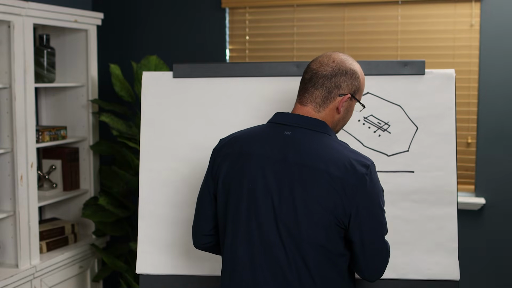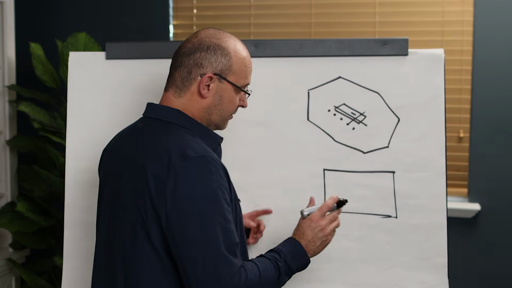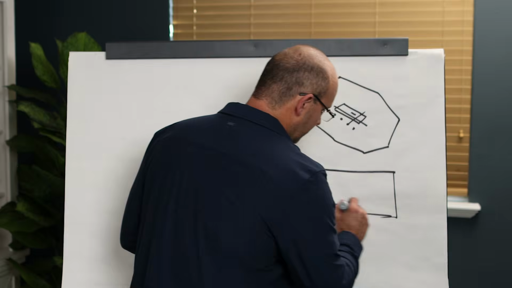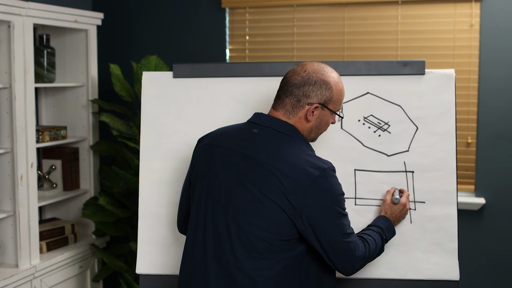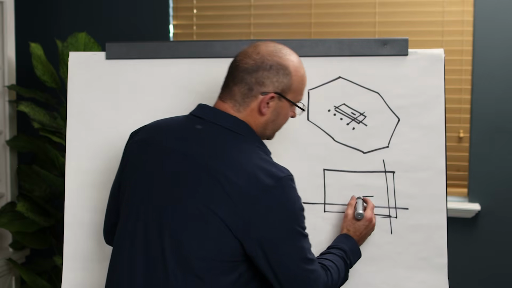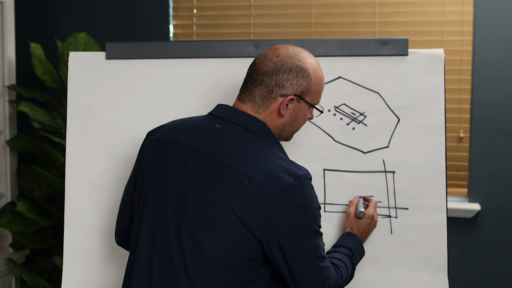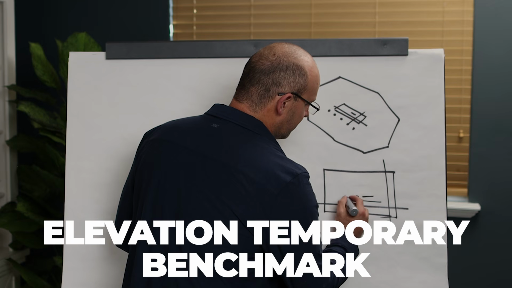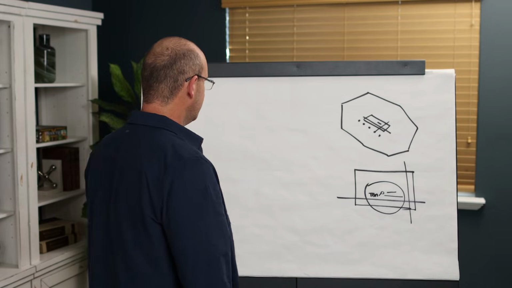Let's say that this is your slab on grade. I'm just using general terms here and general examples. Let's say that my grid lines are right there, and I have this wall that I want to build, and the carpenters asked for a 3-foot offset line, and they want to make sure that there's an elevation temporary benchmark over here. That right there is working control. Now, grid lines are technically still secondary, but let me give you some guidelines here.